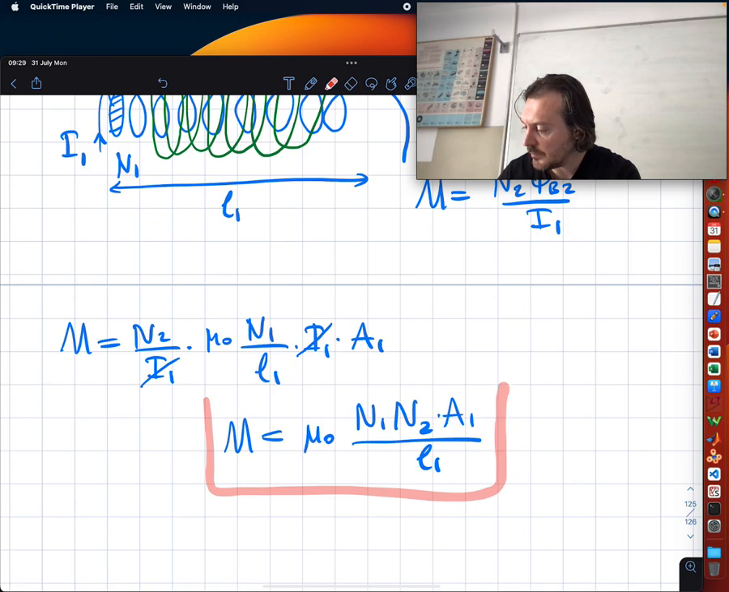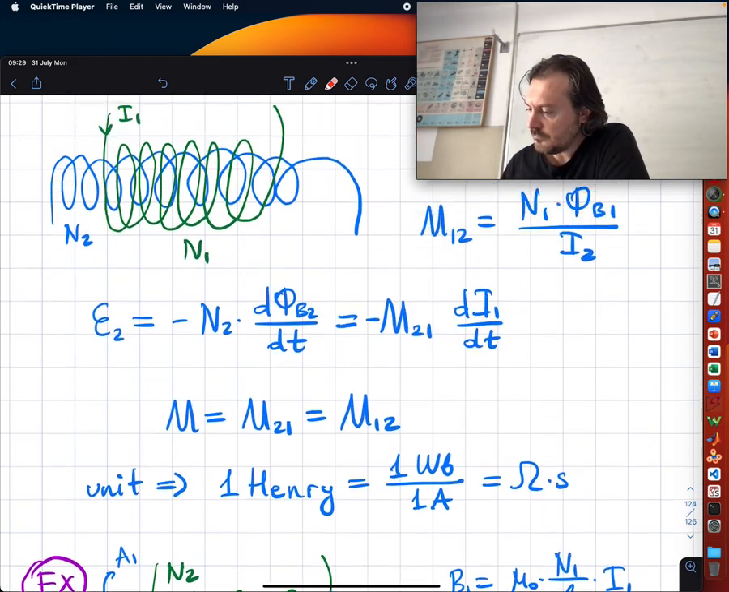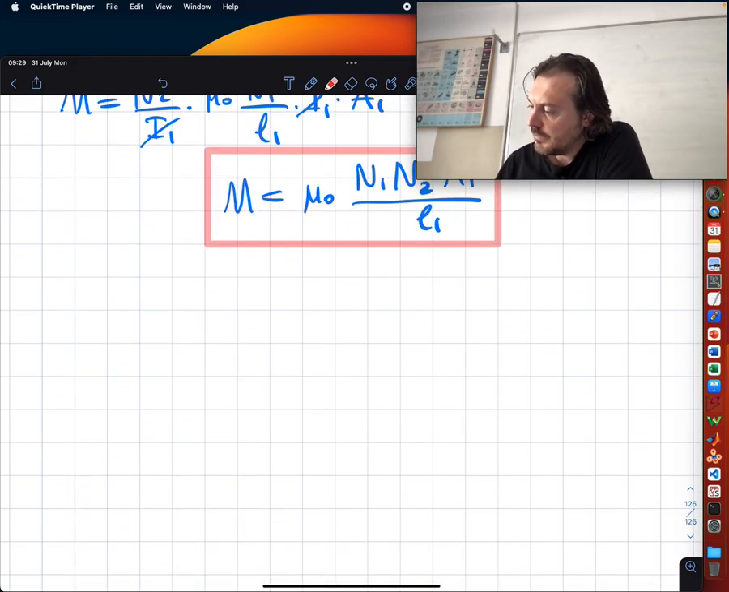And this will be the same whether we did it with respect to the second one, or the second with respect to the first one. It's the same thing. But this one is easier to do. Okay? So far so good? Now let's talk about self-inductance.